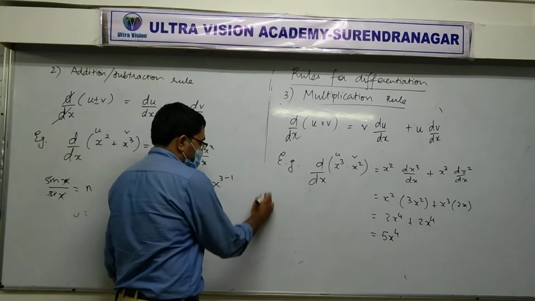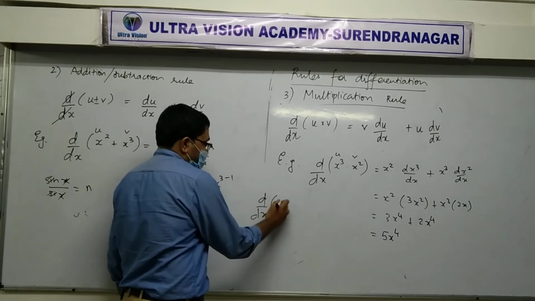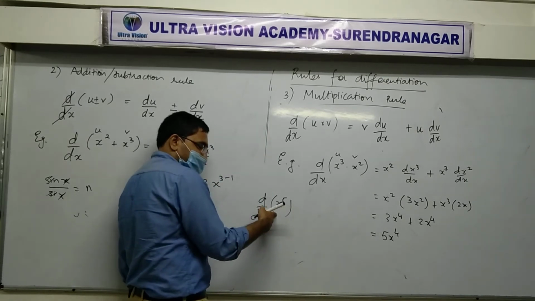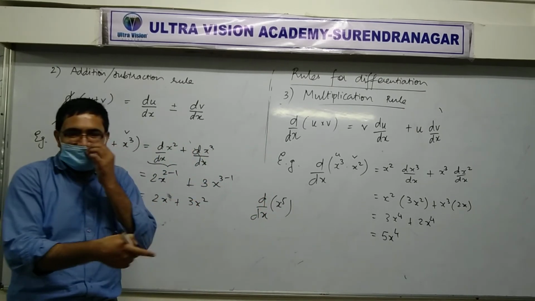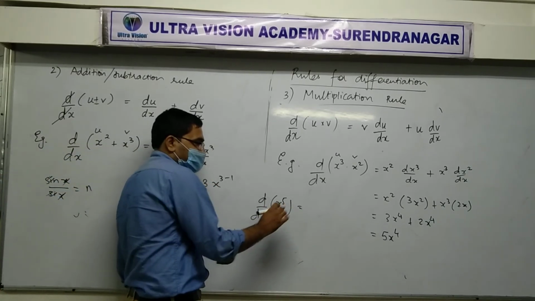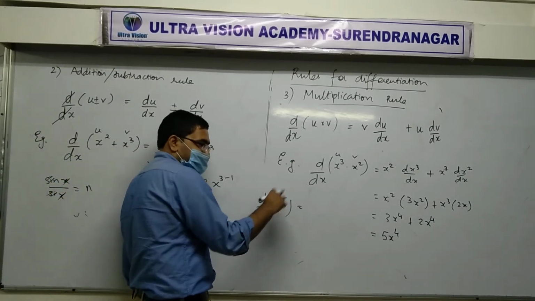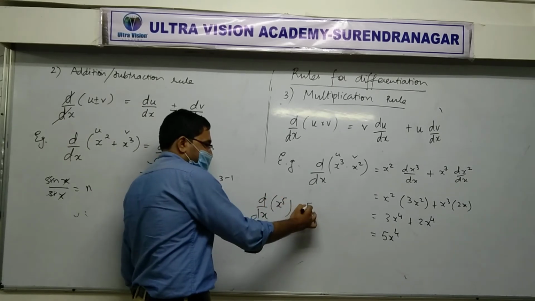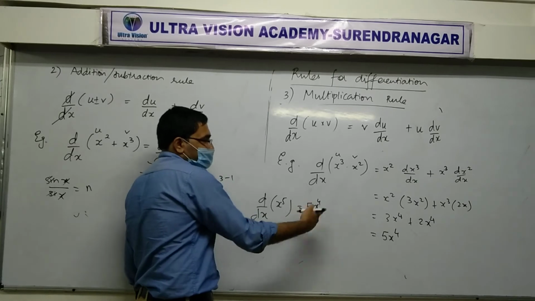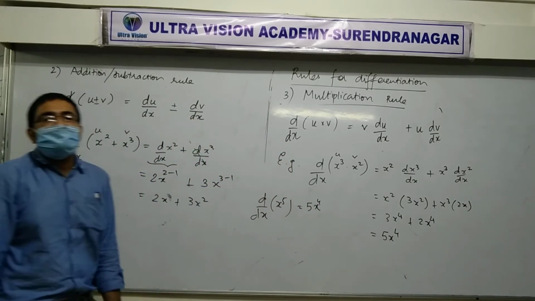Can't we do it directly? Of course. But let's verify. x cube into x square is x raised to 5. Yes or no? Yes. Sure? Added powers when multiplied. So how much is the differentiation of this? Put the 5 down, right? So what should I write? 5 times x raised to 5 minus 1, 4. That's my rule.